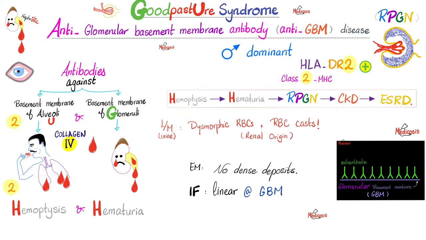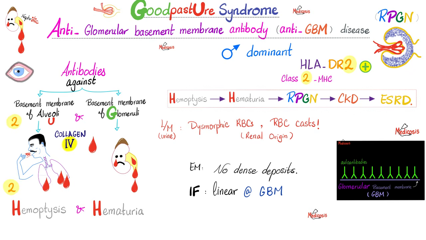Goodpasture syndrome. Remember my mnemonic? Everything here was 2. It's associated with HLA-DR2, which is class 2 MHC. Male dominant, remember King Tut. He was a male. I have 2 problems and 2 symptoms. What are the 2 pathological problems? Antibodies against the basement membrane of my alveoli and antibodies against the basement membrane of my glomeruli, causing hemoptysis and hematuria respectively. 2 plus 2 equals 4. Type 4 collagen is under the floor, the basement membrane, and it's totally screwed up.